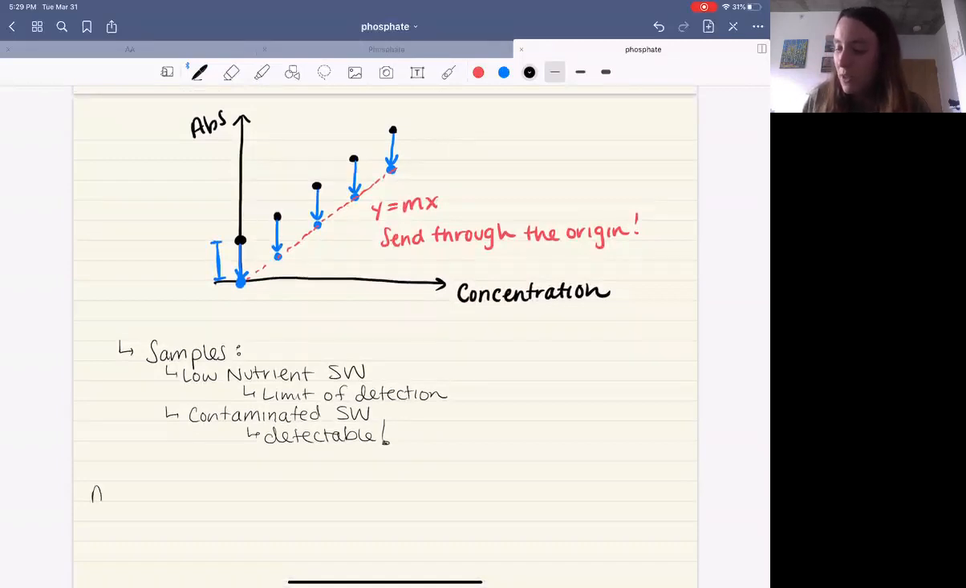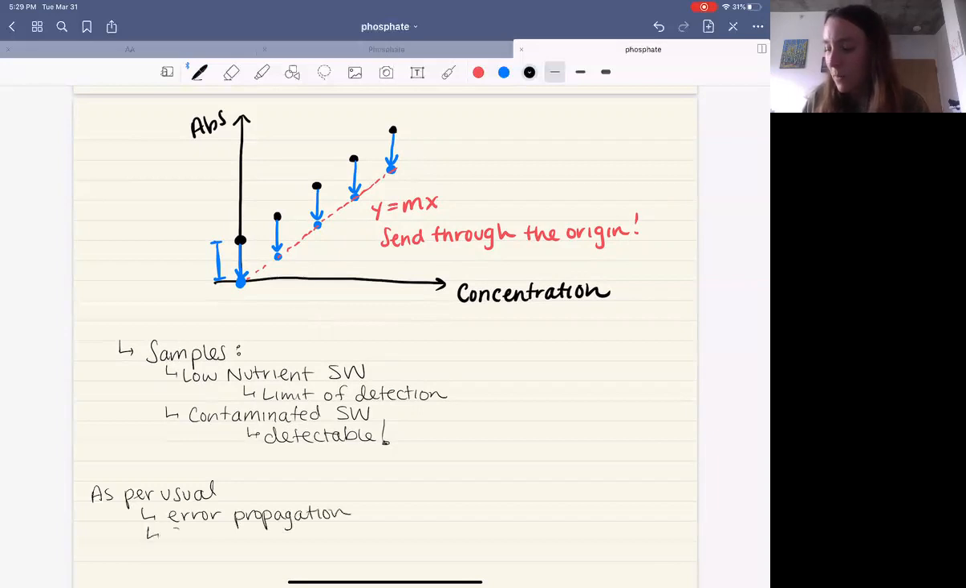Okay, just also wanted to mention, as per usual, remember as you're going along to do error propagation. Remember to think about sources of error that might be at play using this instrument or using this method. Again, think about matrix effects. What solution are you making your standard dilutions in? Are those comparable to your samples? Okay, accuracy and precision. Always want to talk about those.